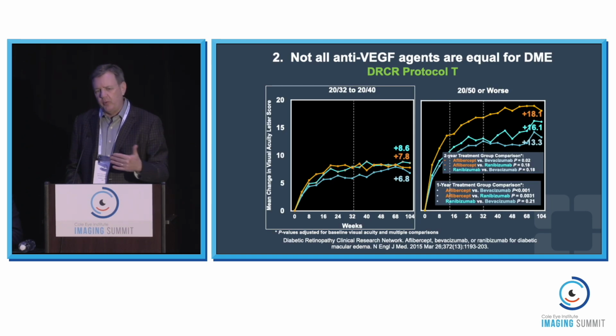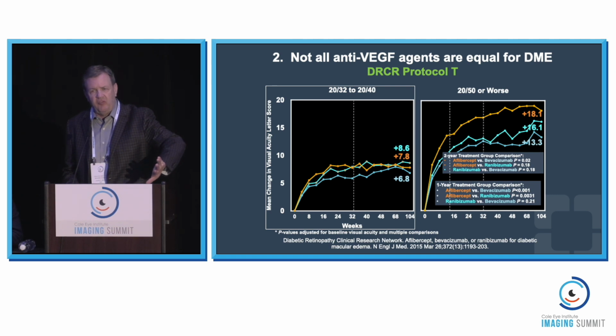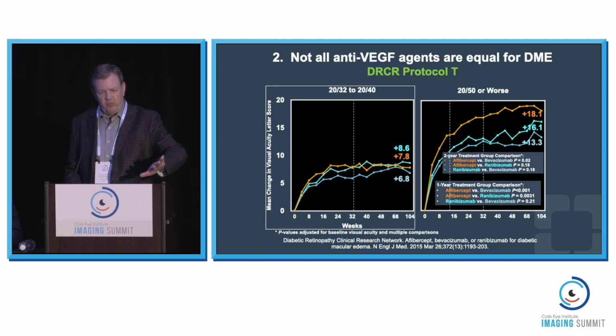So number 2, Protocol T, you all know this, that basically Eylea, aflibercept, did better than ranibizumab, did better than bevacizumab for people who are 20/50 or worse. But in the subset in the patients who were 20/40 or better, it didn't matter which one you started with. This trial and the 20/50 or worse data has led to this idea that there's this giant difference between the anti-VEGF treatments, and yet there's less than a lot of people think.